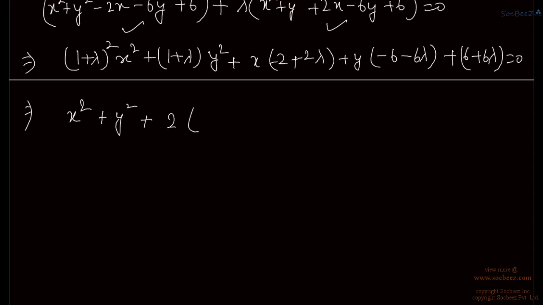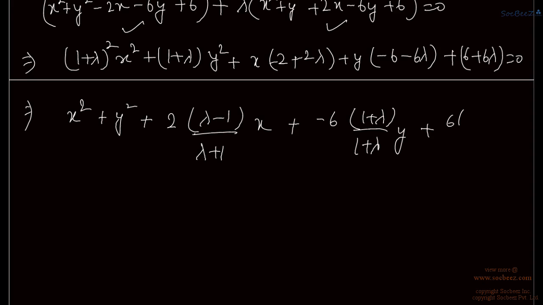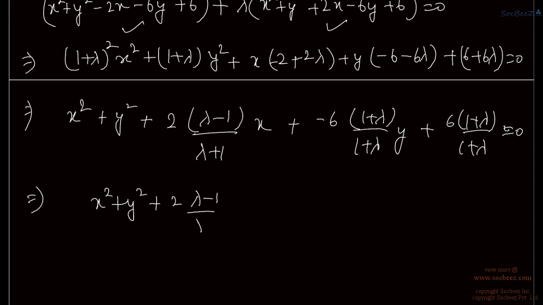plus 2 times lambda minus 1 upon lambda plus 1 times x, plus minus 6 times 1 plus lambda upon 1 plus lambda y, plus 6 times 1 plus lambda upon 1 plus lambda is equal to 0. So we have the equation as x square plus y square plus 2 lambda minus 1 upon lambda plus 1 x minus 6y plus 6 is equal to 0.